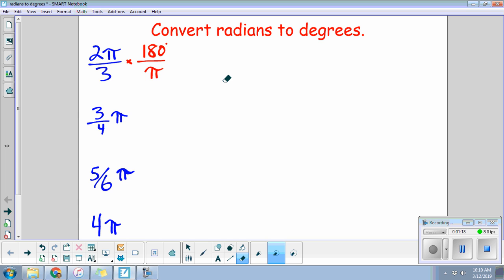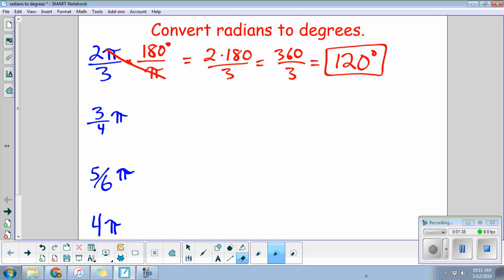So I'm going to introduce degrees into the problem, and I'm going to cancel out the radians, so we can see that pi cancels out. So all I need to do right now is just 2 times 180, and then divide it by 3. So that's 360 up top, divided by 3 is equal to 120 degrees. So that is equivalent to 2/3 pi radians.